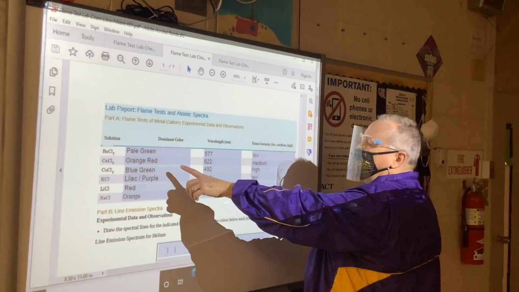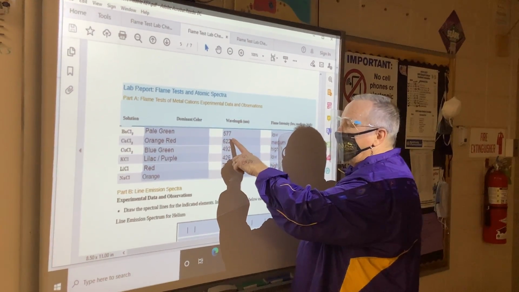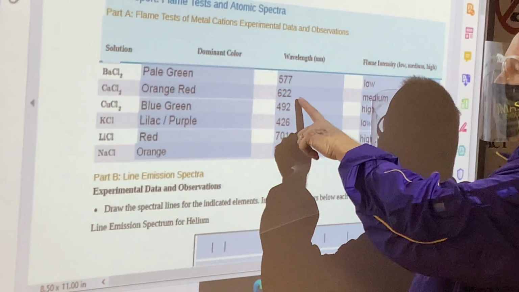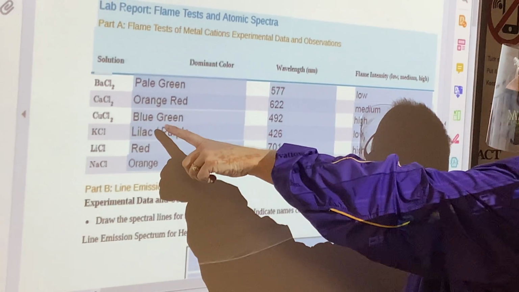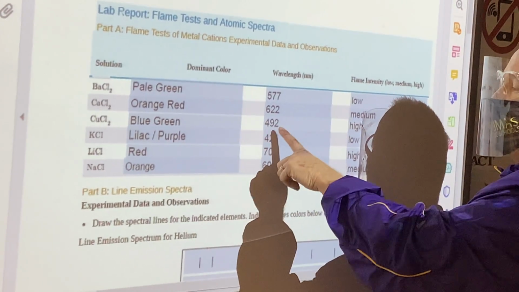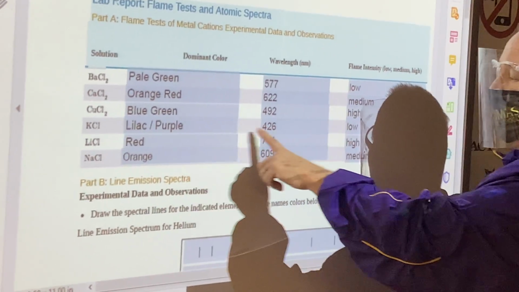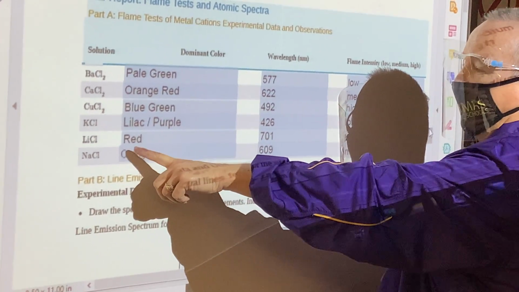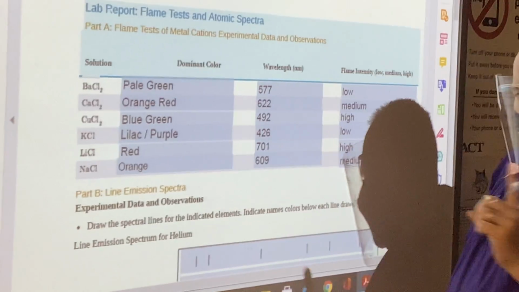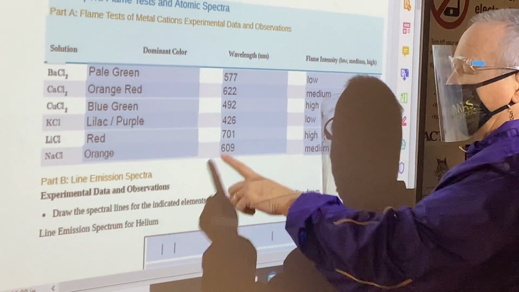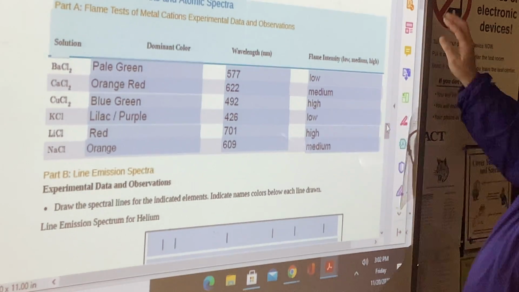If you go up there, barium chloride is pale green, and it's 577 nanometers. Calcium chloride is orange red, 622 nanometers. Copper chloride, blue green, 492 nanometers. Potassium chloride, lilac or purple, 426 nanometers. Lithium chloride, red at 701 nanometers. And sodium chloride gave us an orange color at 609 nanometers.